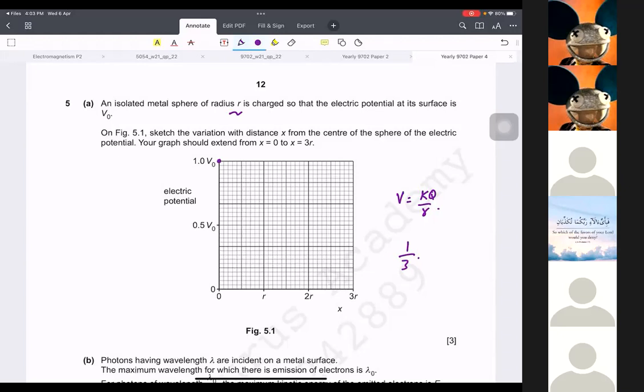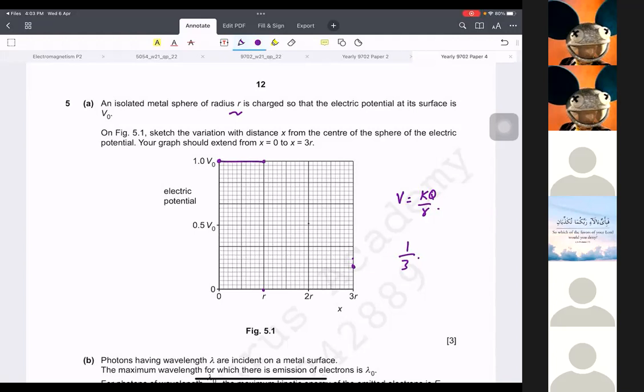0.33. Right, so 0.33 should be somewhere here, I think. 0.25 should be here, then 0.33. You don't necessarily have to target the exact value, but I think it should be. So the potential, when it is R, should stay the same, so it will be a straight line to here. And then it will decrease.